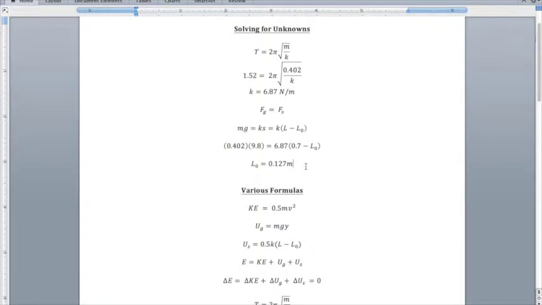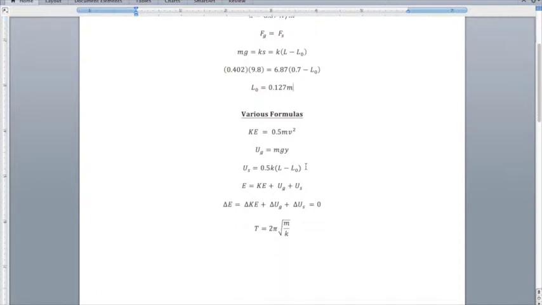Alright, so here are the formulas that I used for solving for our unknowns in the equation. We had to figure out what the spring constant was, along with what the resting length of the spring was, which we found the spring constant K to be 6.87 newtons per meter, and the length of the spring at rest, or L naught, to be 0.127 meters.